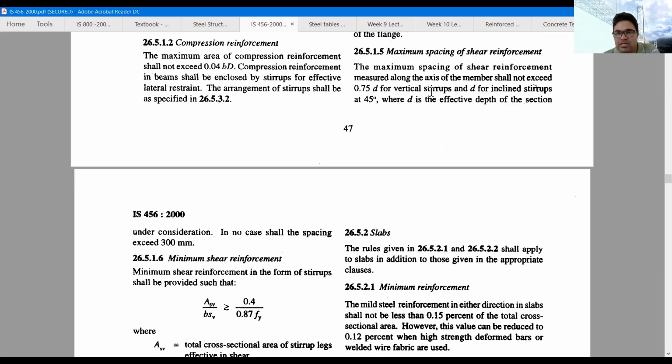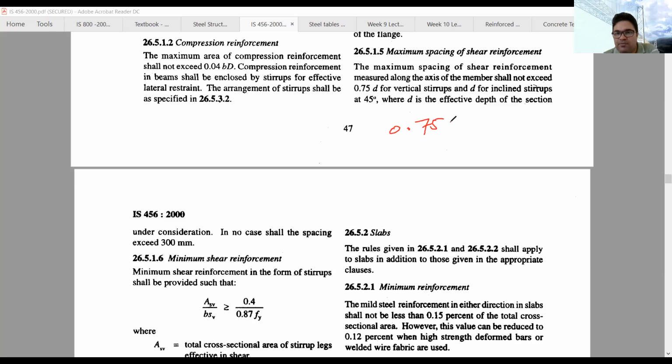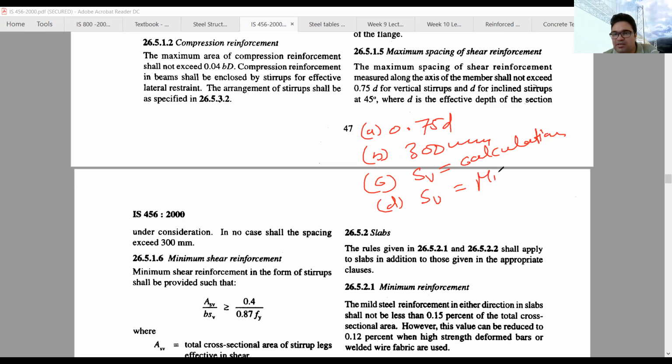Now there are two criteria which we have taken from the IS code. One criteria is 0.75 times of D, which becomes A. Then the second criteria becomes 300 mm. Third criteria, spacing by calculation. So by calculation, we have calculated the spacing. And the fourth criteria is SV from the minimum shear reinforcement criteria.